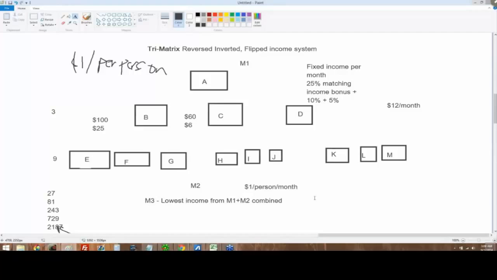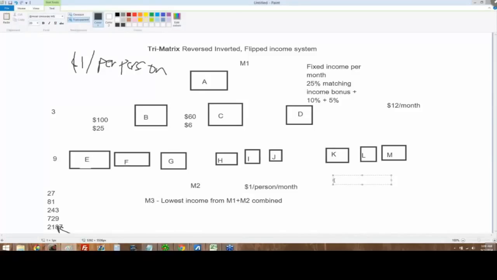We have 110,000 people in the entire company. Here's what it basically means: when we have 110,000 people in the entire company, the lowest income earner in the company makes $11 every month. So that is the idea behind this.